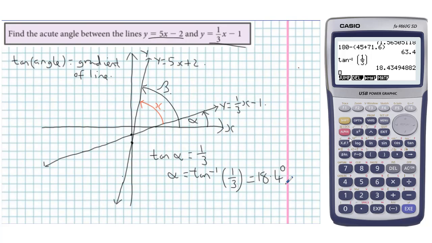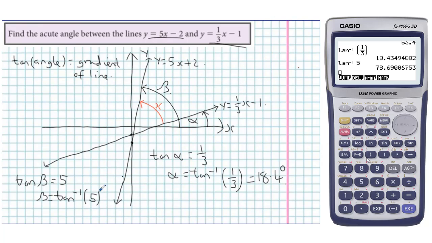For beta, tan beta equals 5, which means that beta equals inverse tan of 5. Again, you don't have an exact value, go to the calculator. And that is 78.7 degrees. And x, as I was saying, is the difference between beta and alpha.